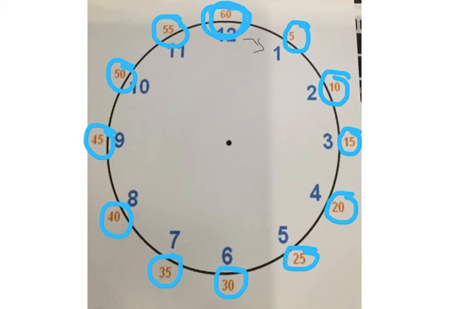So every time you see the 5, 10, 15, 20, 25, 30, 35, 40, 45, 50, 55, 60, those are the minutes. And so the 1, 2, 3, 4, 5, 6, 7, 8, 9, 10, 11, 12, that's the hour. So the shorthand on a clock always points to the hour.